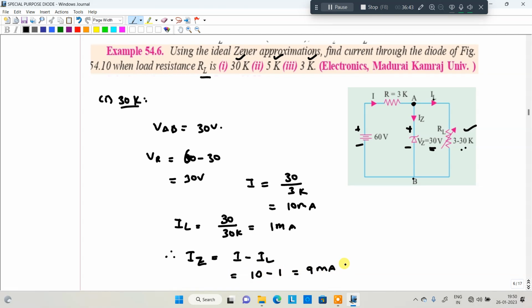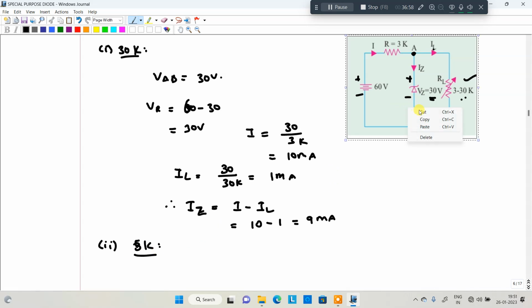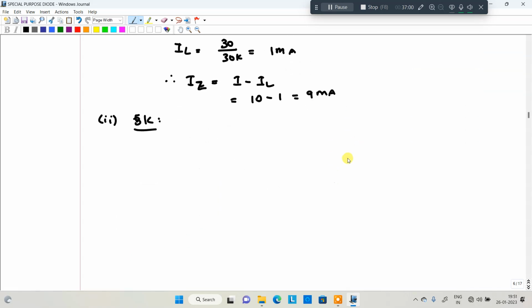Just keep it in mind. What is the current you got? Zener current 9 milliamperes. We'll see what will happen if the resistance decreases to 5 kilo ohm. The second case, resistance decreases to 5 kilo ohm. We are going to discuss that.